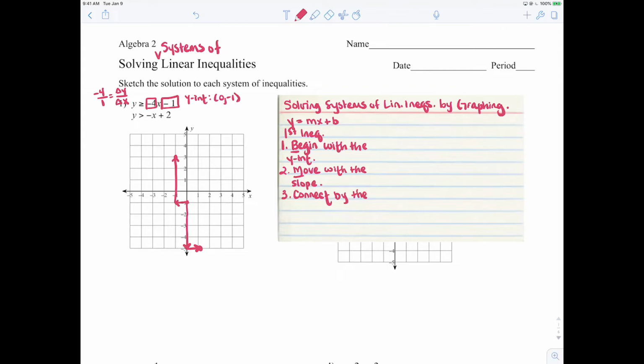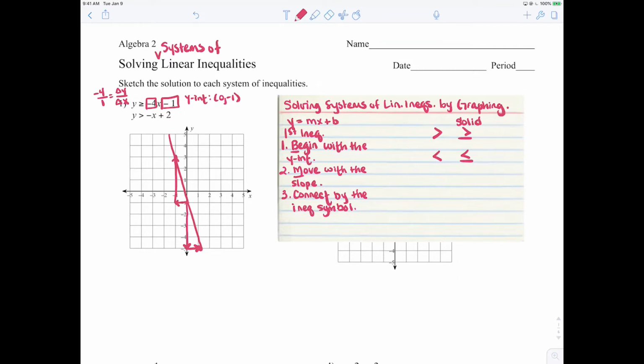Then we connect by the inequality symbol. And I see mine is greater than, so I've got greater than or equal to. We could also have less than or equal to, or less than. And this one is less than or equal to, so if it has a solid line, then it gets a solid line on the graph.